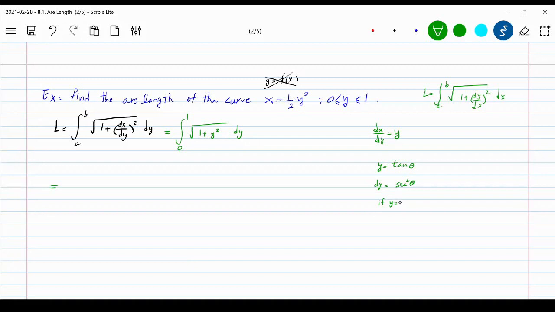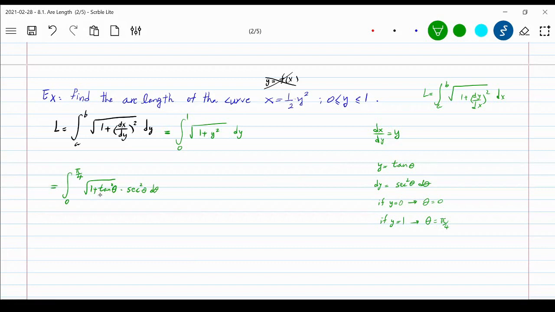If y equals 0, then theta would be 0. If y equals 1, then since tangent theta would be equal to 1, it means theta must be pi over 4. Then this integral becomes the integral from 0 to pi over 4 of the square root of 1 plus tan squared theta times secant squared theta d theta.